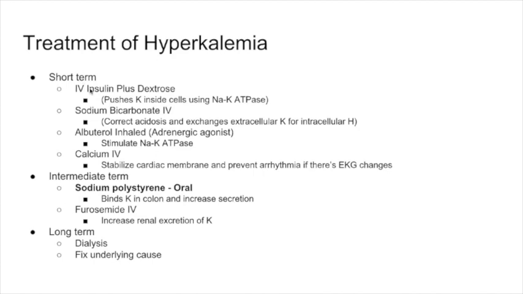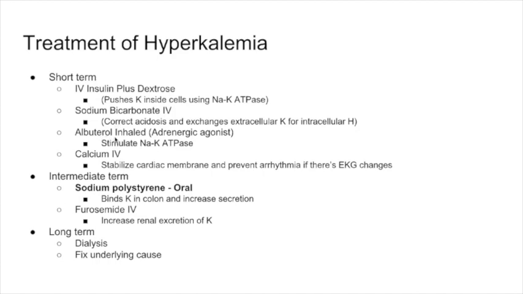So short term, you can do a few things that work pretty quickly. You can give IV insulin plus dextrose, and we talked about the mechanism: it pushes the potassium inside the cell using the sodium potassium ATPase pump. Second, you can use sodium bicarbonate, which, if patients are acidotic, corrects the acidosis and exchanges the extracellular potassium for intracellular acid. So it pushes the potassium inside of the cell and brings the acid outside of the cell, which gets neutralized by the sodium bicarbonate.